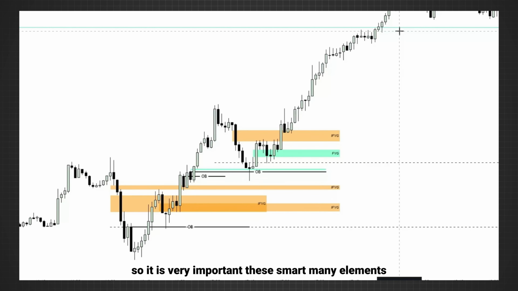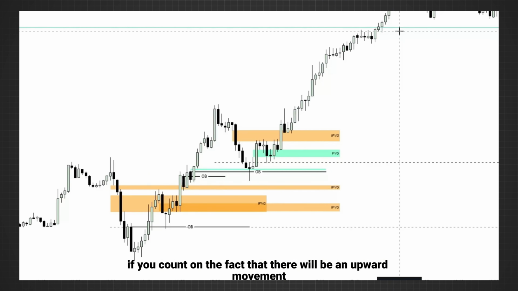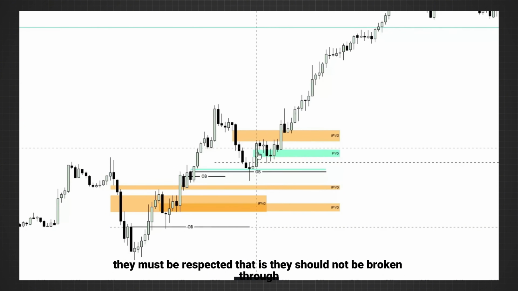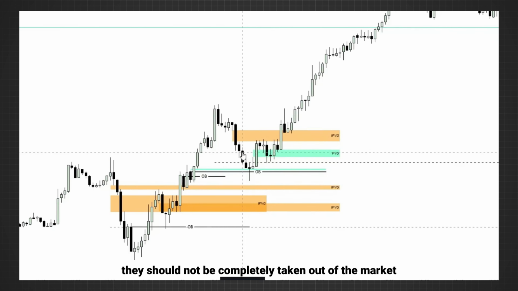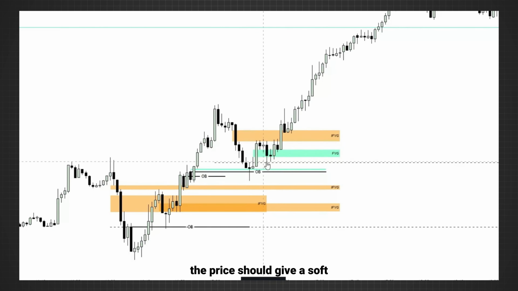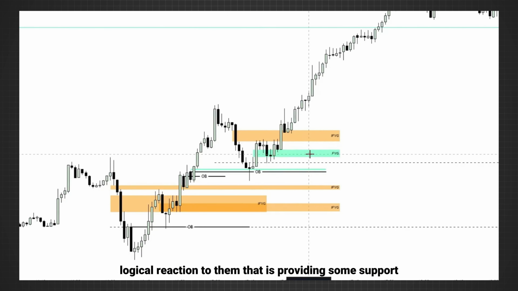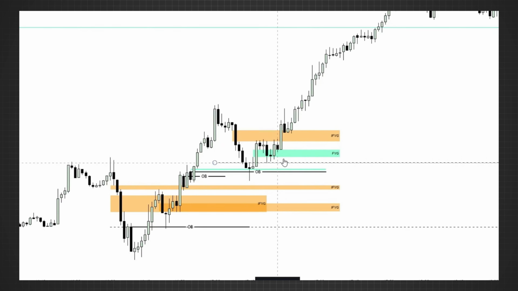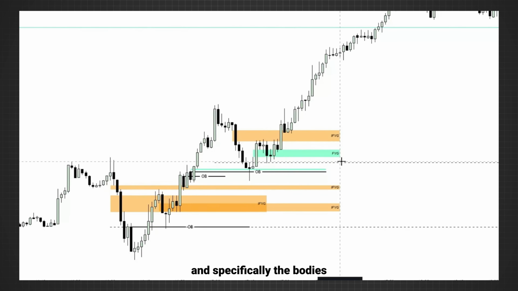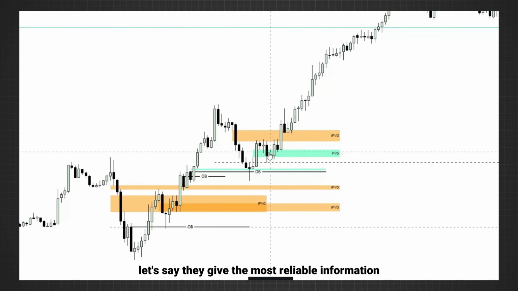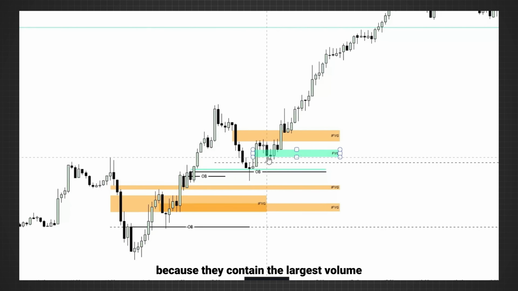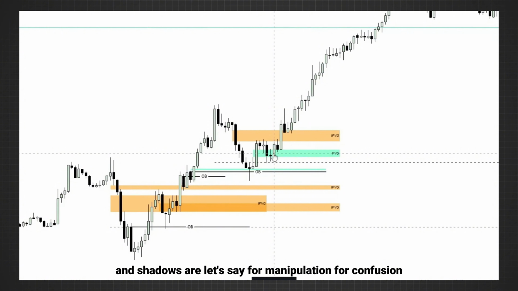These smart money elements, if you count on the fact that there will be an upward movement, they must be respected. That is, they should not be broken through. They should not be completely taken out of the market. The price should give a soft, logical reaction to them that is providing some support. And specifically the bodies give the most reliable information because they contain the largest volume. And shadows are for manipulation, for confusion.